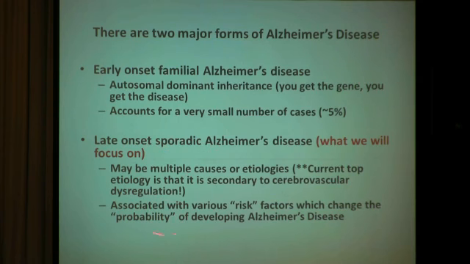This type is associated with various risk factors that change the probability of developing the disease. And it's really important to stress the difference between autosomal dominant inheritance. You get the gene, you get the disease, 100%. Down here, this type is not genetically transmitted. There's a lot of different risk factors that increase the probability, and there are also risk factors that decrease the probability you get it. And that's what we're going to talk about in the last lecture, how to increase the ones that decrease our risk.